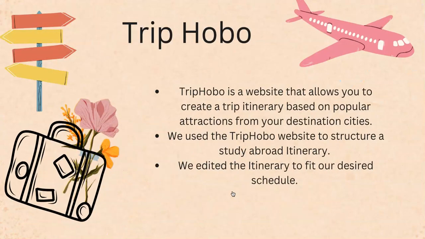For our trip itinerary structure, we use TripHobo. TripHobo is a website that allows you to create a trip itinerary based on popular attractions from your destination cities. It also recommends hotels and meal spots. It can do many things. We used the TripHobo website to structure a study abroad itinerary, and then we edited the itinerary to fit our desired schedule.